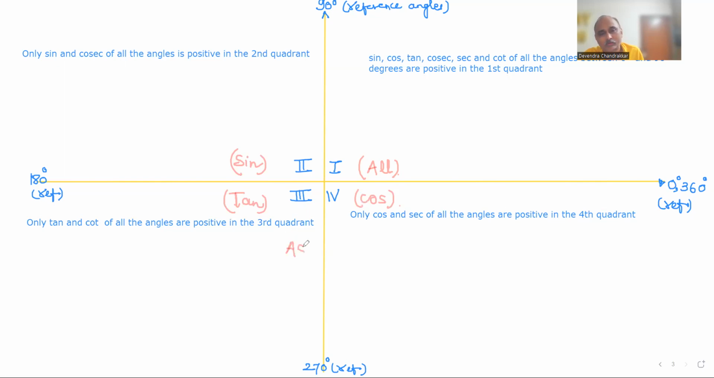So remember this acronym ASTC starting from the first quadrant. Right? ASTC. All sine, tan, cos. ठीक? I hope this is clear to all of you. Note it, make a note of it. Please be quick.